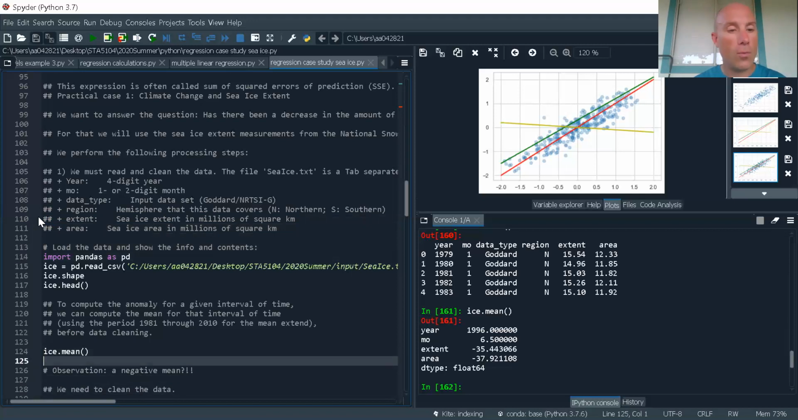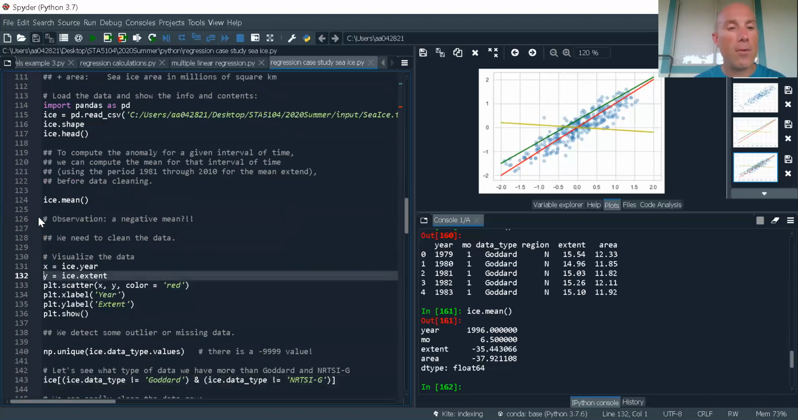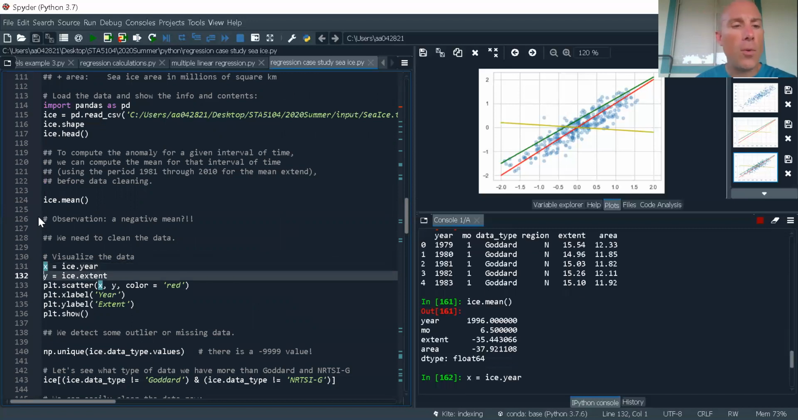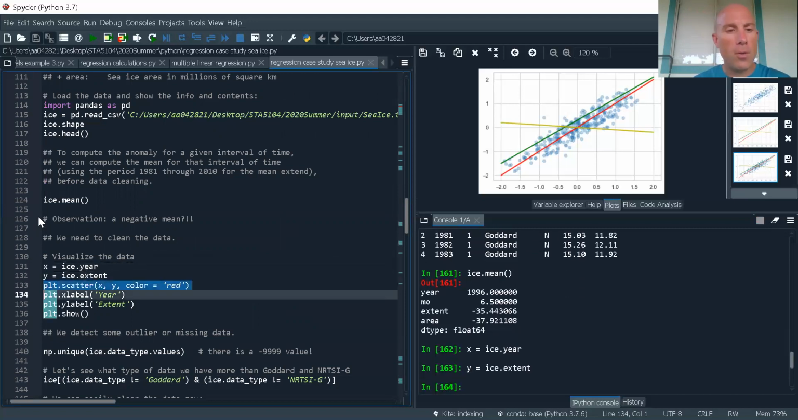Okay, so we need to start cleaning our data. So a good thing to do, if you don't know what to do, visualize your data. We think with our eyes. All right, let's go ahead and do a scatter plot.